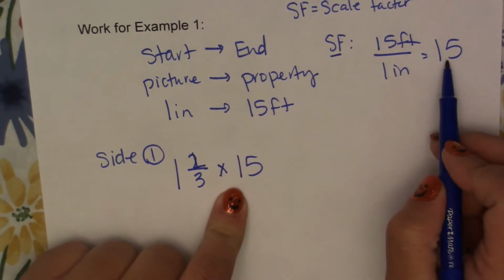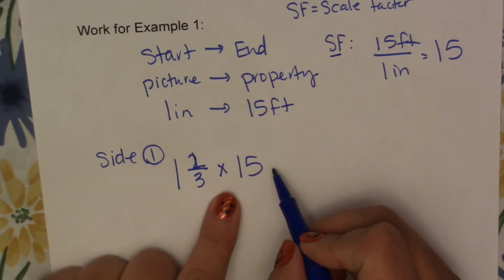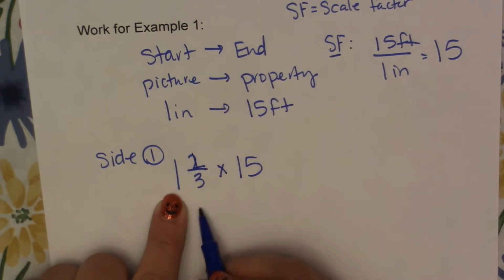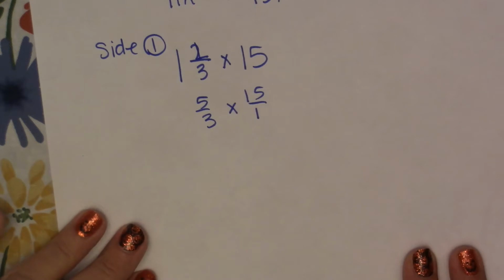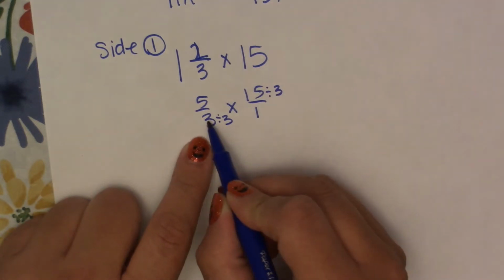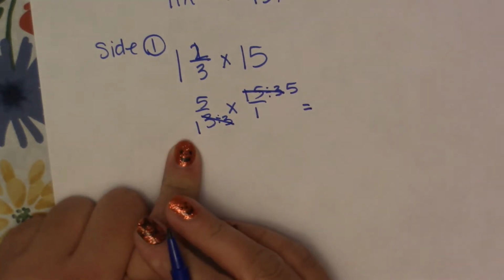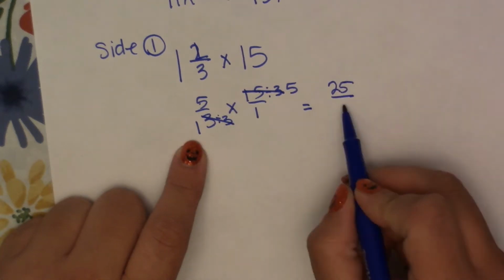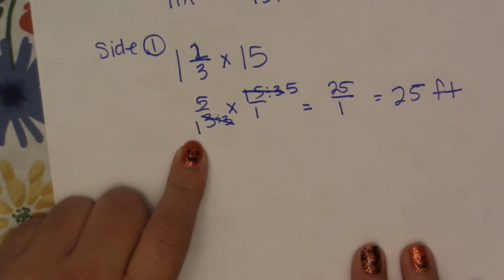Remember when we talk about scale factor, when we are applying that, it's always multiplication. So I need to make this into an improper fraction. 3 times 1 is 3, plus 2 is 5, so 5/3 times 15 over 1. I know that these are both divisible by 3, so I'm going to simplify before I multiply. 3 divided by 3 is 1, 15 divided by 3 is 5, and now I can multiply straight across. 5 times 5 is 25, over 1 times 1 is 1. So in real life, this measurement would be 25 feet.